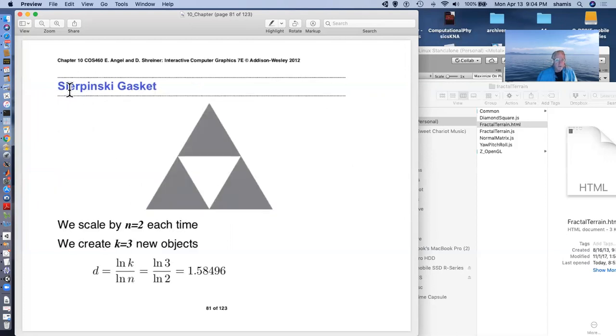Another one that our author plays with is the Sierpinski Gasket. Here we take a triangle, we divide its sides in half, and this makes 3 new objects. So here n is 2 and k is 3 new objects. So the dimensionality of the Sierpinski Gasket is 1.58.